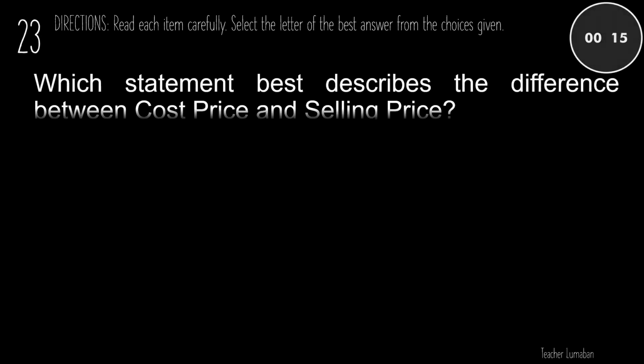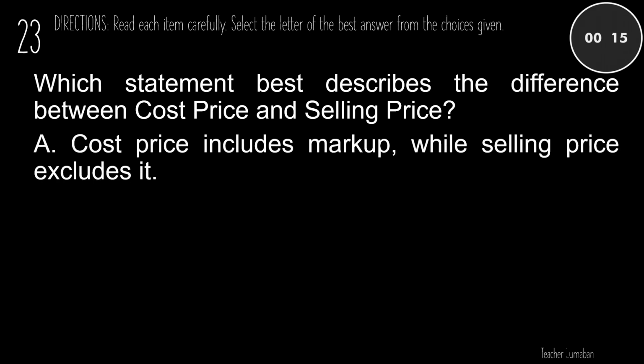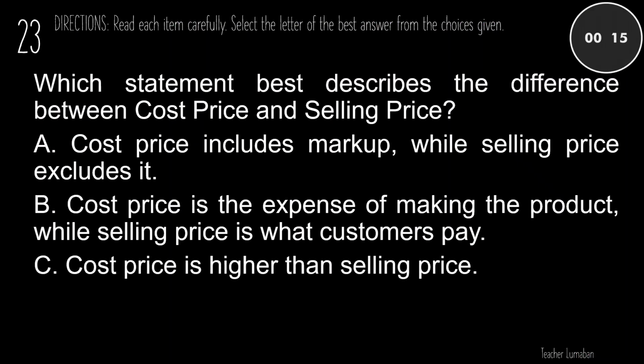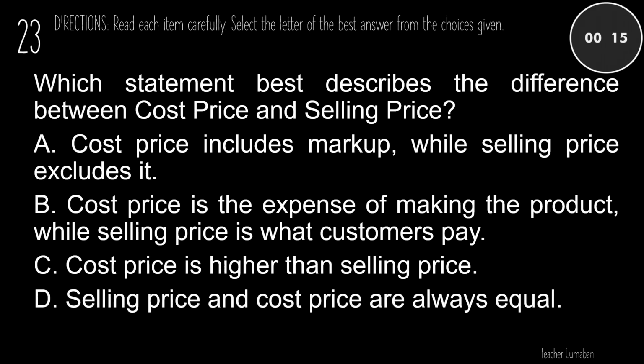Which statement best describes the difference between cost price and selling price? A. Cost price includes markup, while selling price excludes it. B. Cost price is the expense of making the product, while selling price is what customers pay. C. Cost price is higher than selling price. D. Selling price and cost price are always equal.